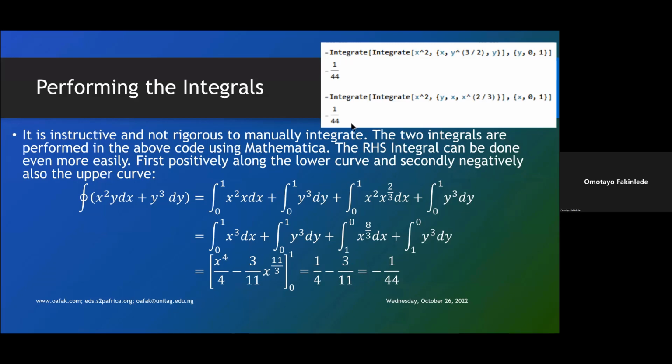Or you can take the double integral directly to Mathematica, and it will give it to you. Okay, so let us go on.